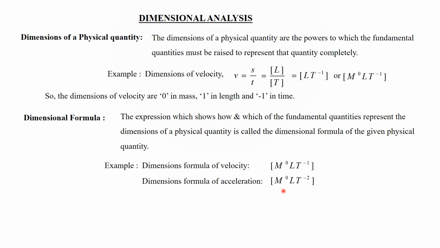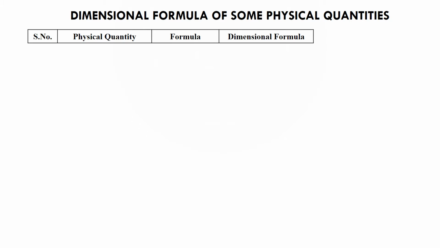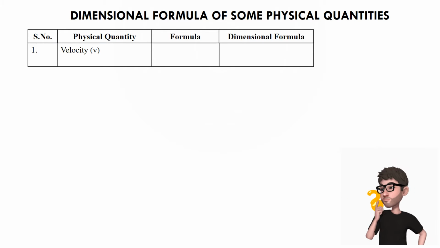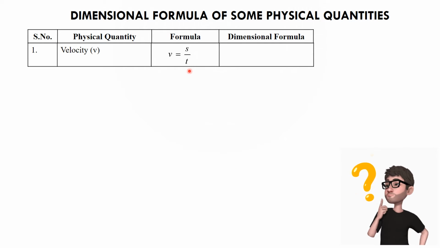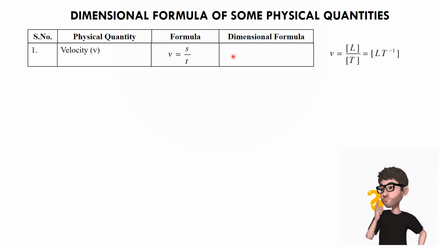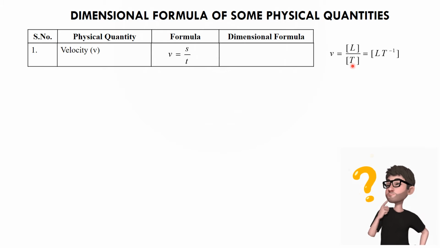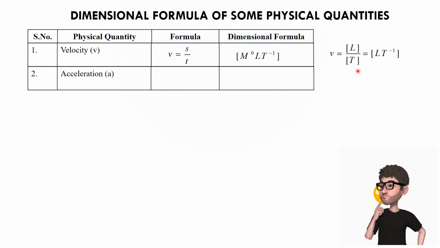For acceleration, the dimensions are M^0 L T^-2. Density is M L^-3 T^0. Don't worry children, in the next slide I will tell you how to find out the dimensions. Let's go. Okay, the first thing, velocity. Do you know the formula for velocity? It is distance upon time. Distance is L, time is t. So what am I getting? L T^-1. Correct.